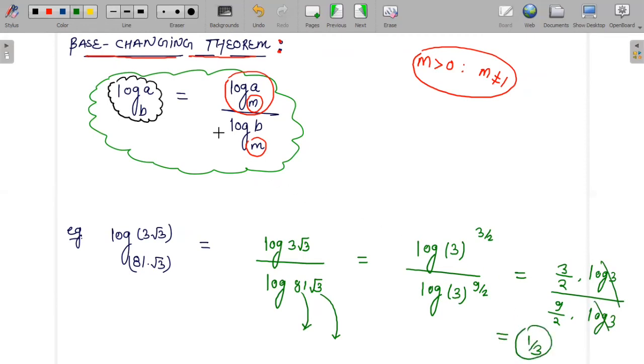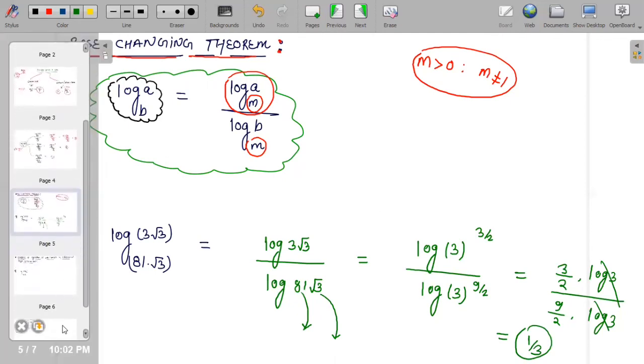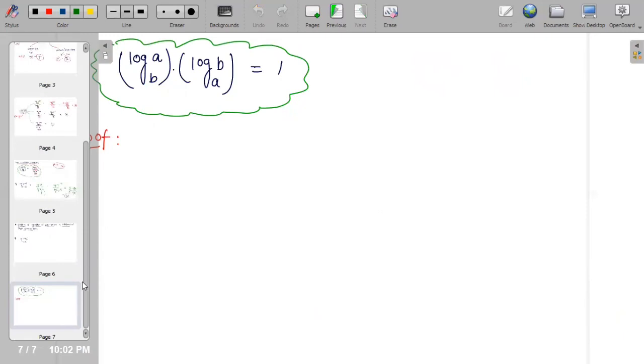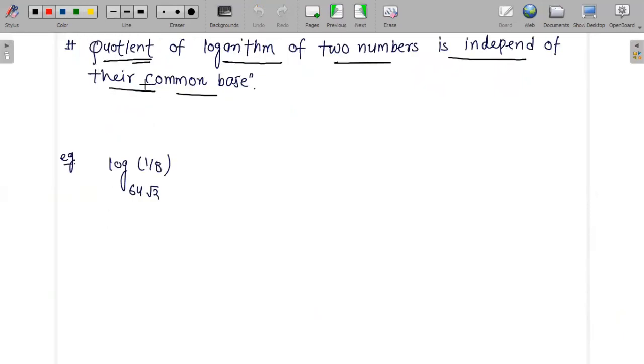Did you get it? Did you get it or not? If you haven't got it, then I have another question for you. I think this will help you understand it in a much more effective manner. See, if I have log 1 by 8 to the base 64 root 2. So this time I'll be writing it as ln 1 by 8, and in the denominator let it be ln 64 root 2. If ln is there, that means I'm considering in the quotient the base is equal to e.